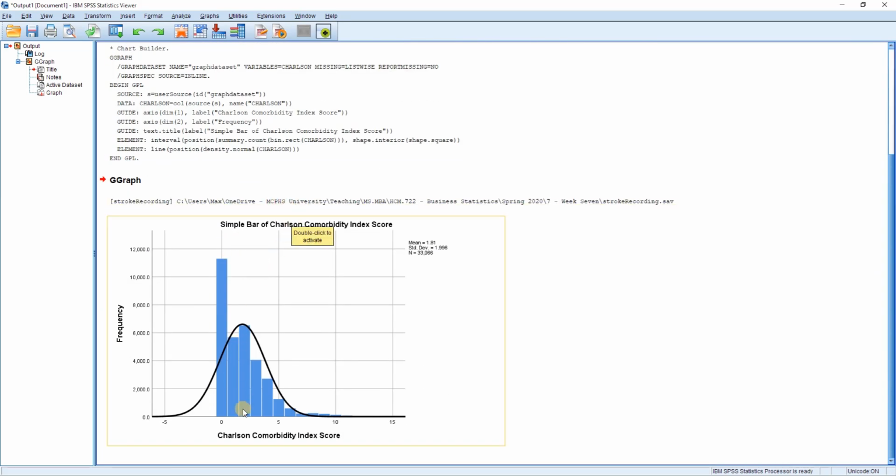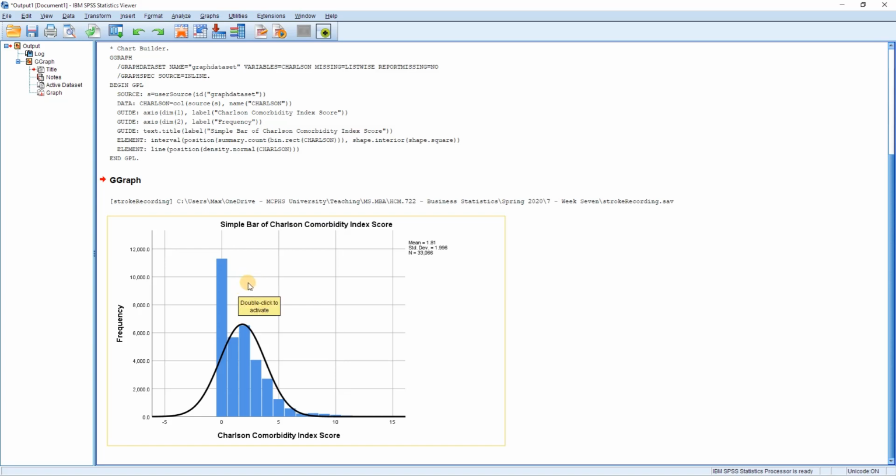So we can see here that my data is definitely skewed. I don't have a nice even bell across all of my Charlson variables. So I am going to say that my Charlson score is not normally distributed in my data.